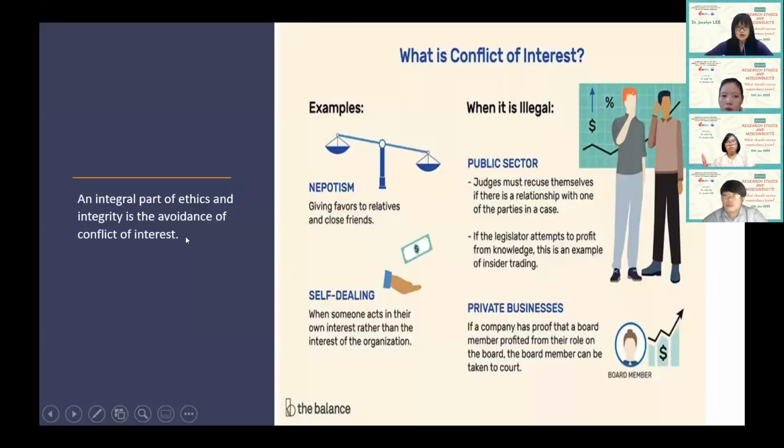In the next slide, this shows the integral part of ethics and integrity. So at all costs, avoid the conflict of interest, as you can see in the graphic here. Giving favors to relatives and close friends, or someone acting in their own interests rather than the interests of the organization, or maybe the judges, if there is a relationship, so the judge will take sides. Now, all this shows there is a conflict of interest.